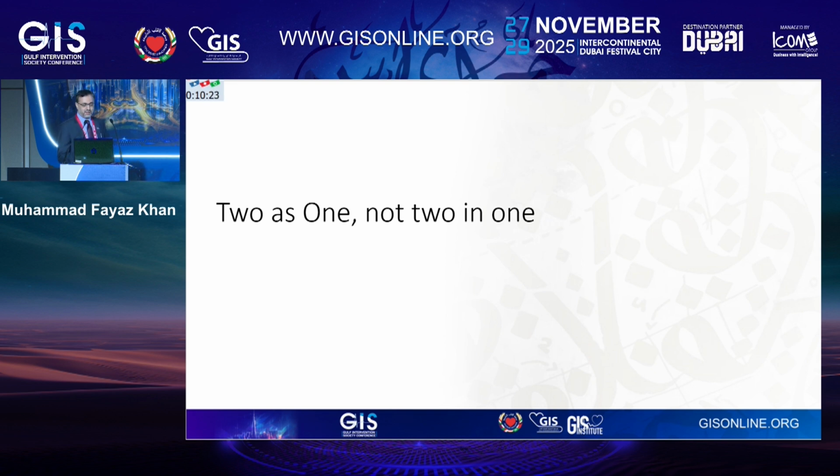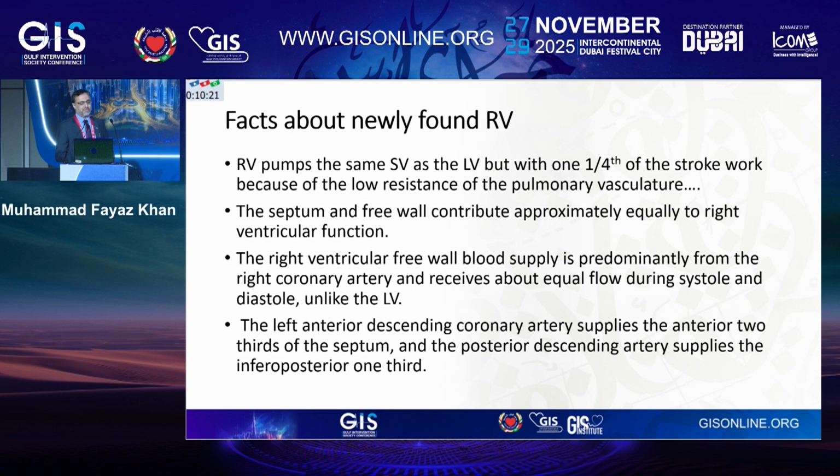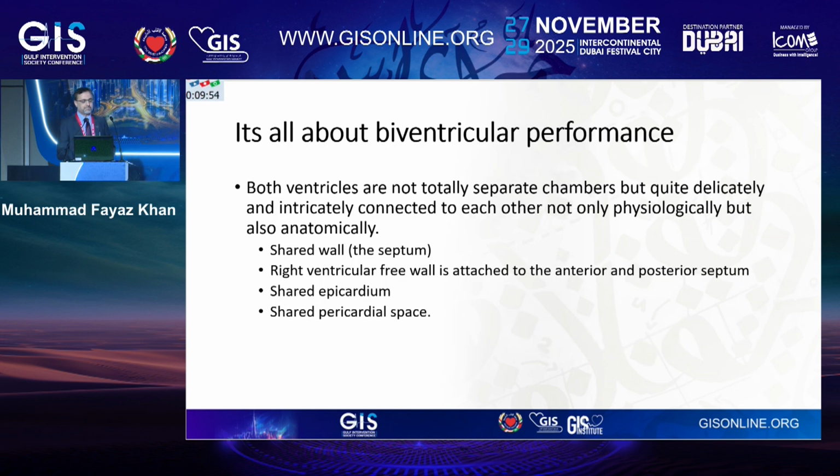Two as one, not two in one. We were usually taught that ventricles are two separate entities, but if you look at the anatomy and physiology, they are two connected chambers. They share a wall between them, and that wall works for both. The RV is strongly connected to the left ventricle, and the left ventricle automatically depends on the right as well. So it's all about biventricular performance and not univentricular performance.